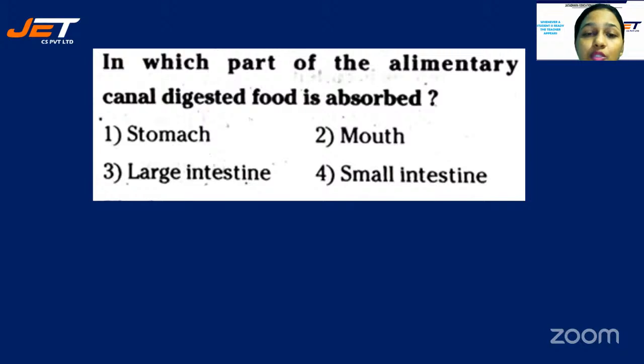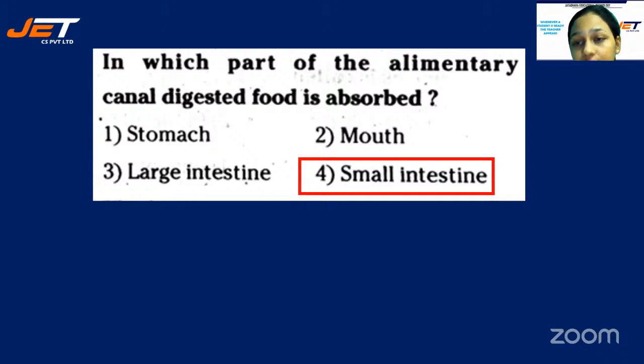Next question. In which part of the alimentary canal is digested food absorbed? Your options are stomach, mouth, large intestine, or small intestine. We are talking about absorption of the food, so the correct answer will be small intestine. Okay, food is absorbed in small intestine and water is absorbed in large intestine. Those who have opted option number 4, they are right.